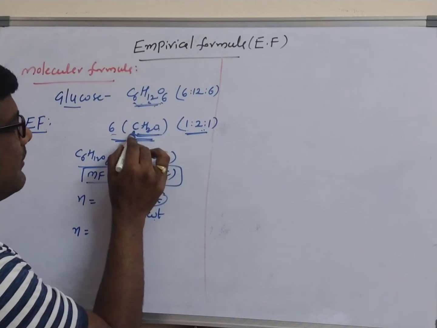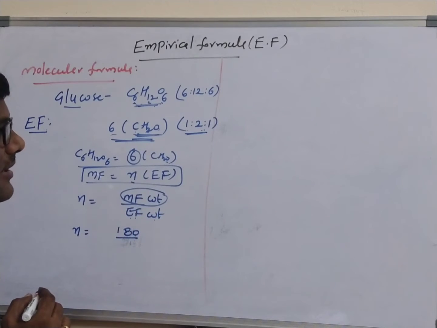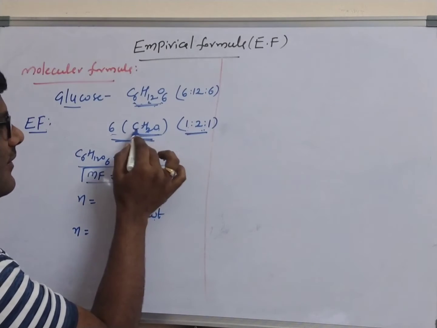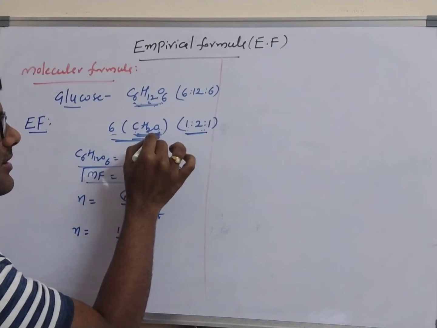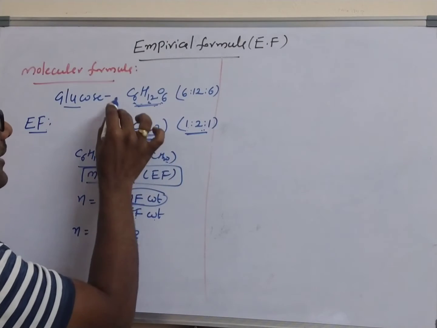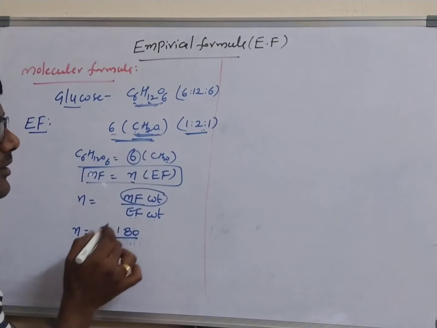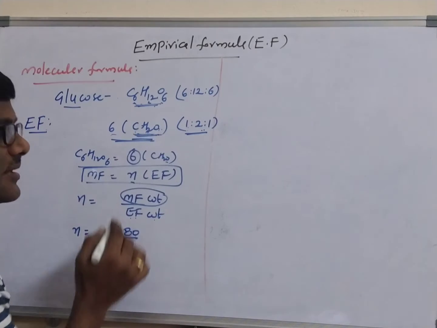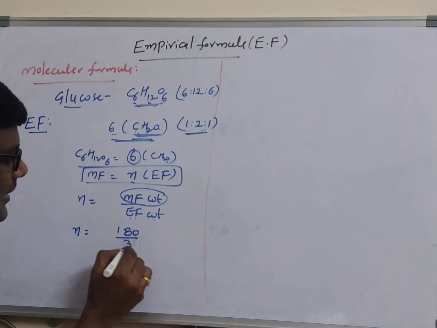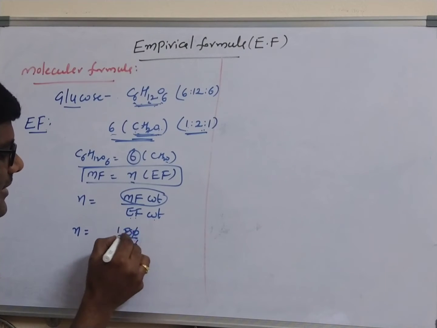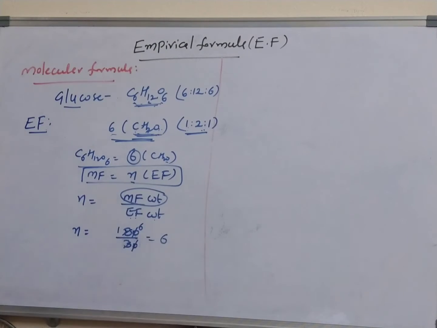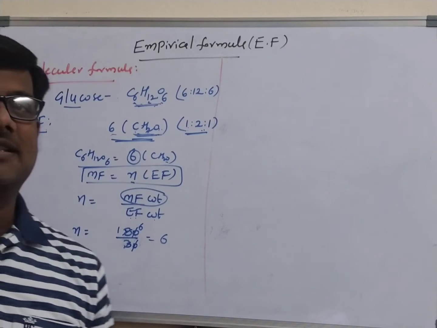What is the empirical formula? CH2O is the empirical formula, the simplest ratio of atoms present in the molecular formula. Empirical formula of glucose is CH2O. 1 carbon is 12, 2 hydrogen is 2, 1 oxygen is 16, ultimately 30. So 30 into 6 is 180, so n is equal to 6. That's why I have taken the 6.